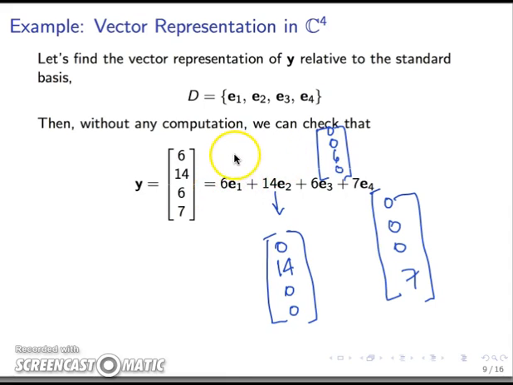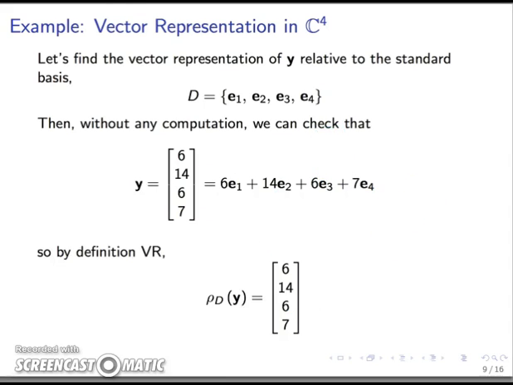You could still do what we were doing in terms of calculation of the solution set, but here you can also see this directly by inspection. So the vector representation relative to D, in this case, has entries 6, 14, 6, and 7, the exact same entries of the vector, but it doesn't matter. That is the vector representation relative to the basis D.